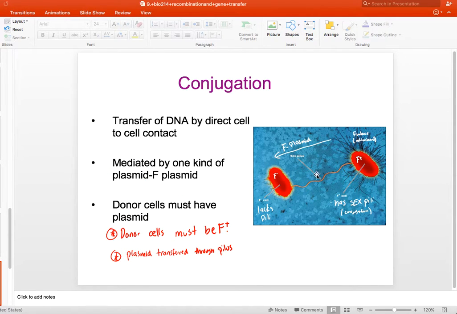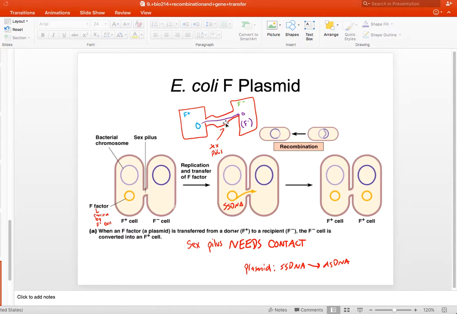Conjugation is direct cell-to-cell contact. These cells right here are being contacted by the F plasmid. The F minus lacks the pili, and the F plus has the sex pilus. This is separate from the fimbriae. This is an F plus. This is for mating. The plasmid is sent through the F pilus. So the donor cells must be F plus, and the plasmid is transferred through the pilus. The F minus becomes an F plus. And the plasmid goes from single-stranded DNA to double-stranded DNA.